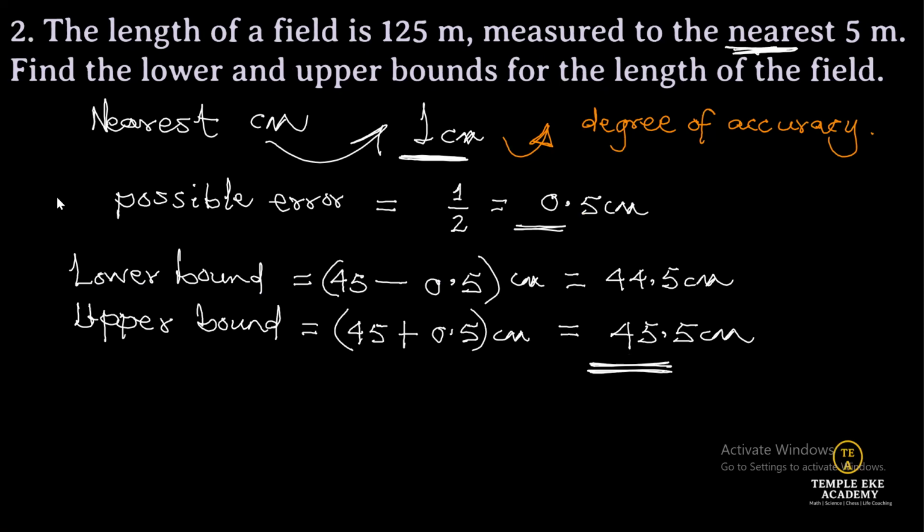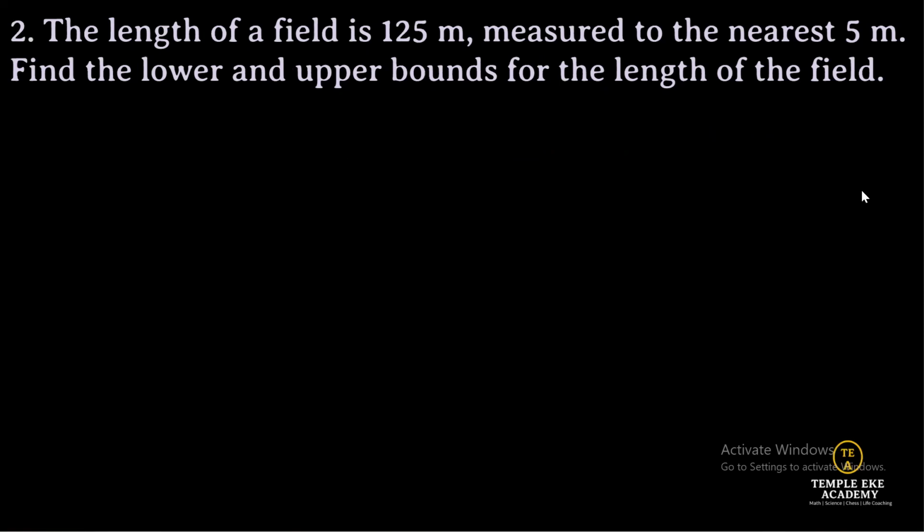For which I have to take the traces away. The length of a field is 125 meters. Can you see that? Measured to the nearest 5 meters. 125 meters, and this measurement is to the nearest 5 meters. So the nearest 5 meters becomes our degree of accuracy. Let us determine the possible error straight away. That is what we're going to use to find our bounds.